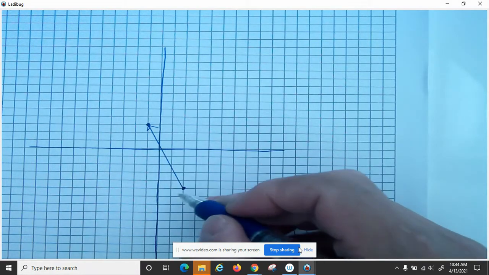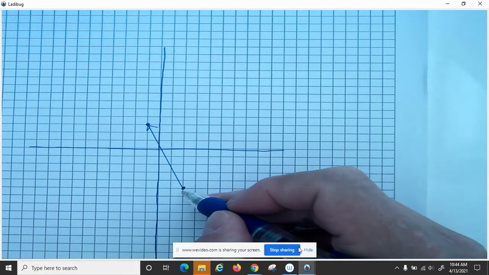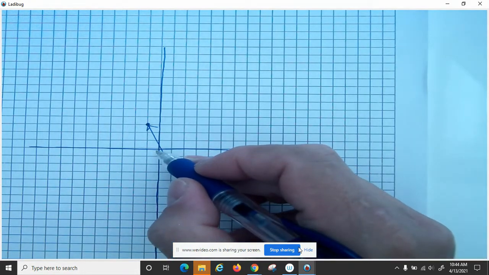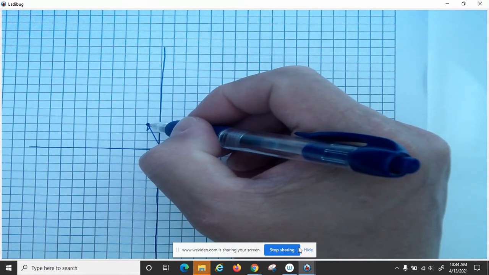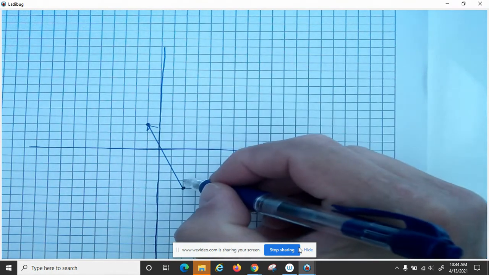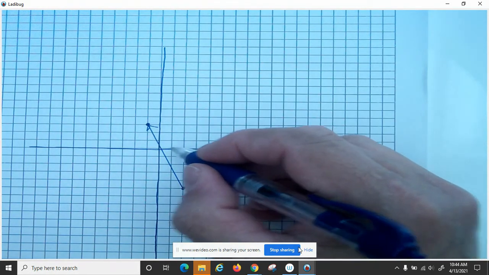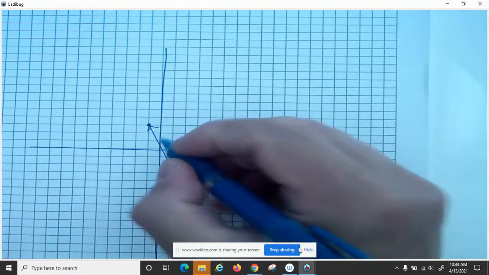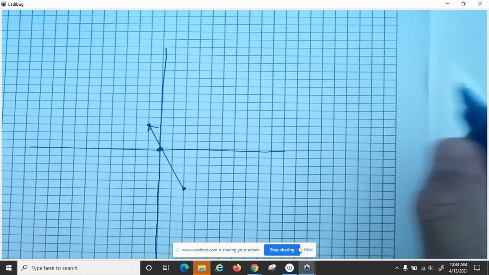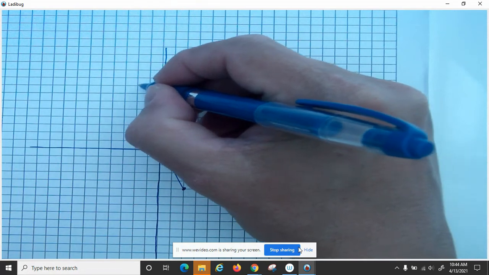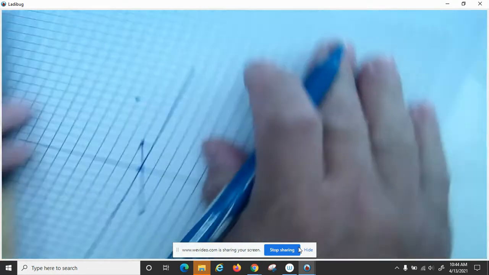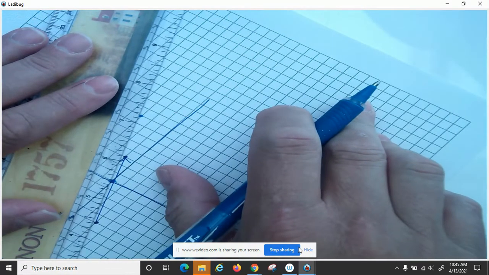To do that, I need to move the initial point to the origin, and the direction that I move the initial point, I'm going to move the terminal point also. So I'm going to go, say, up 1, 2, 3, 4, 5, and left 2. This becomes the initial point, and the same thing here, up 1, 2, 3, 4, 5, and left 2. So now this is what I have.